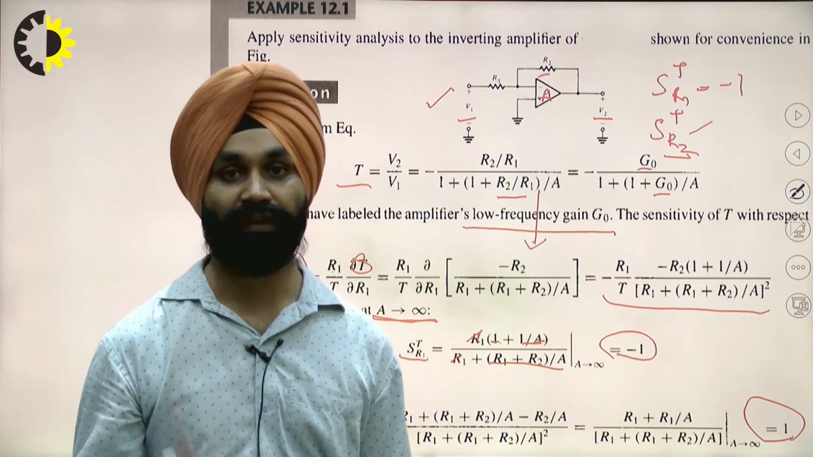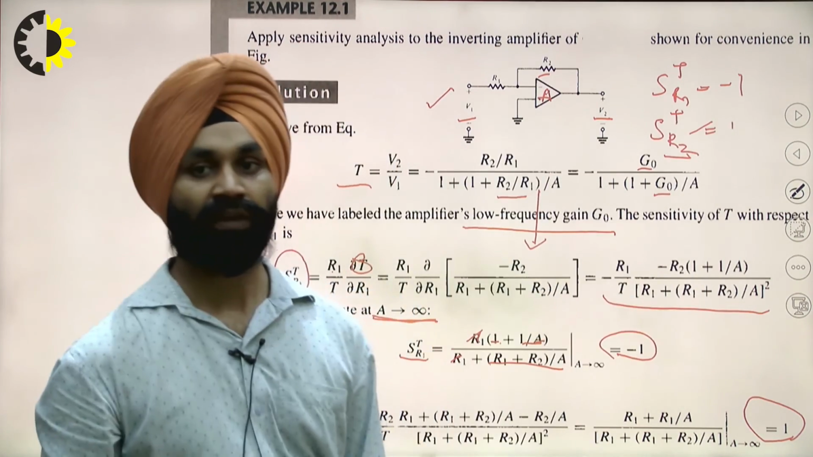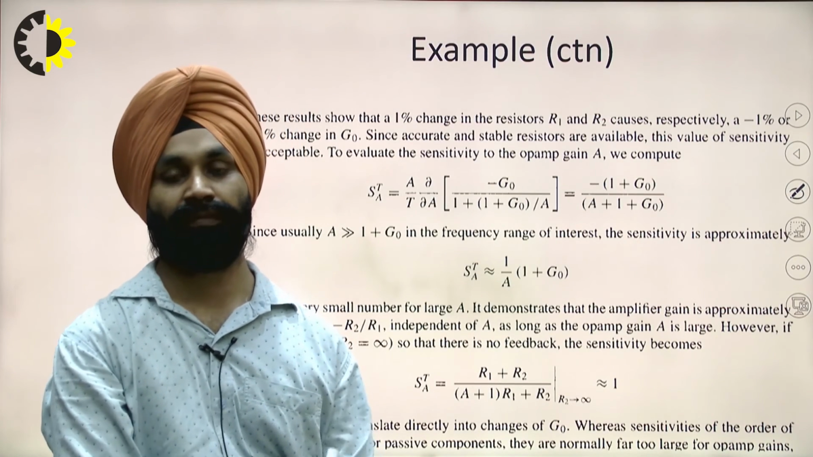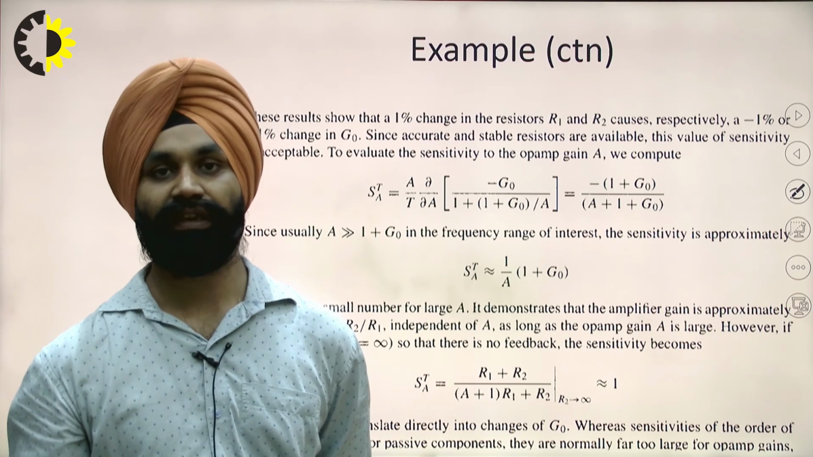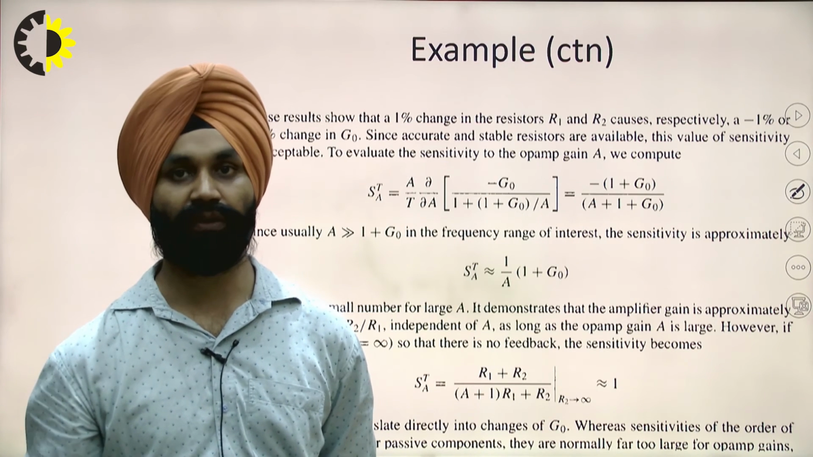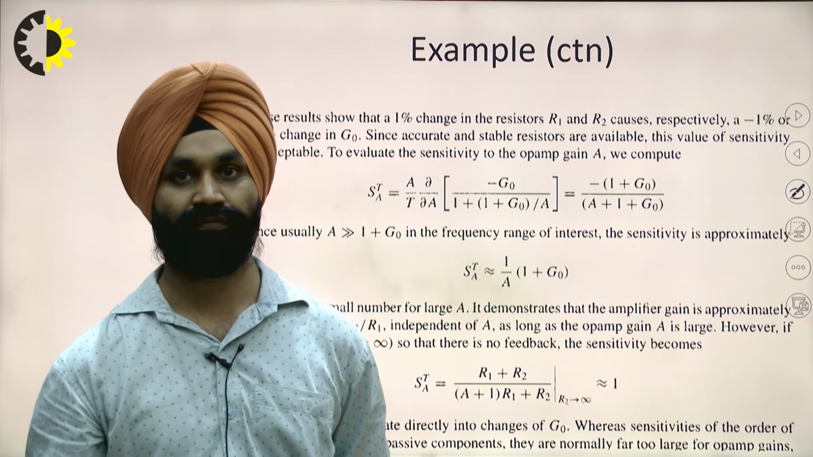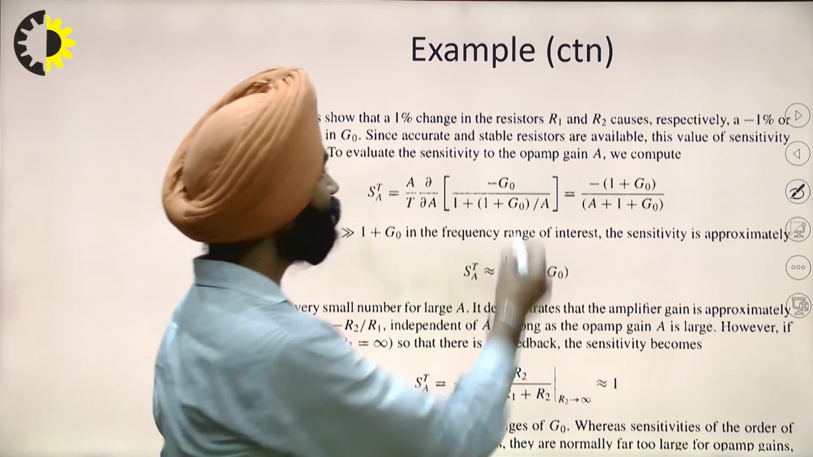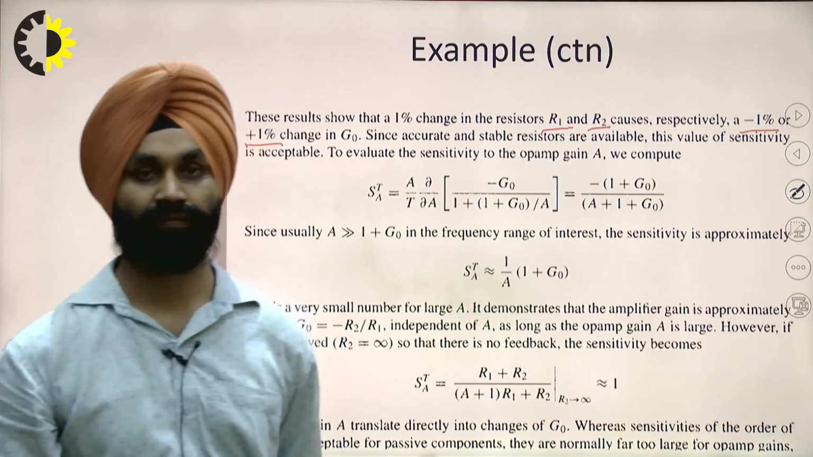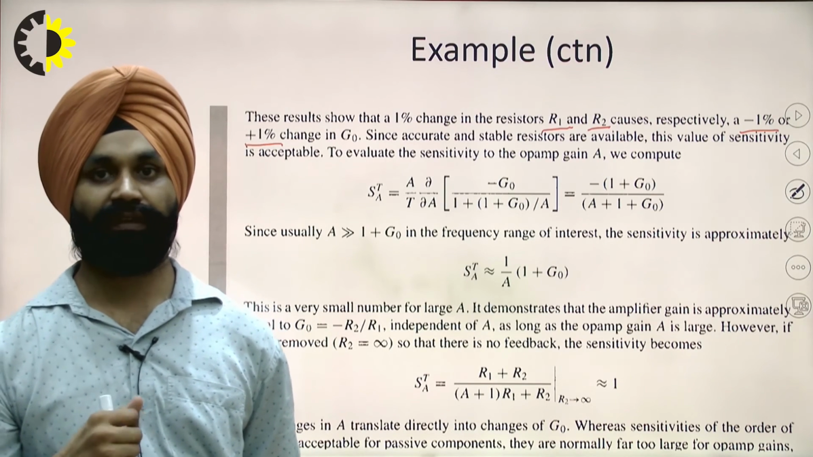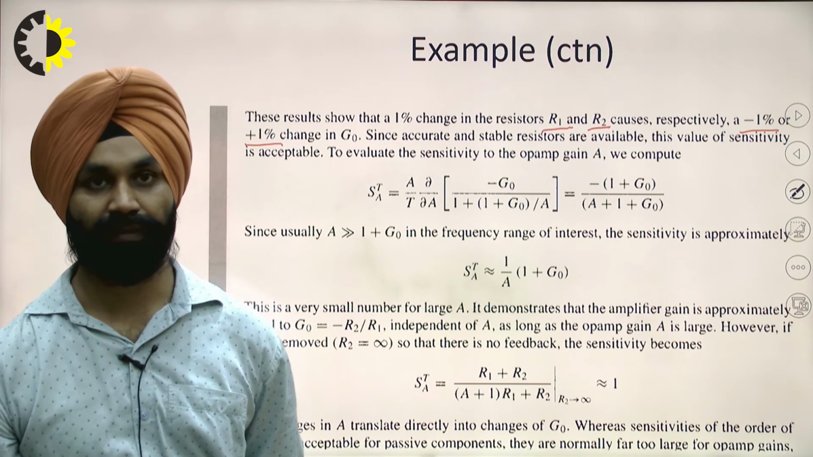Now we can deduce what the meaning of 1 is. If we conclude this example, we can say that a 1% change in R1 or R2 will change the total transfer function by 1%. If R1 is changing, it will be -1. If R2 is changing, it is +1. Since we need accurate resistances, the value of sensitivity is acceptable.